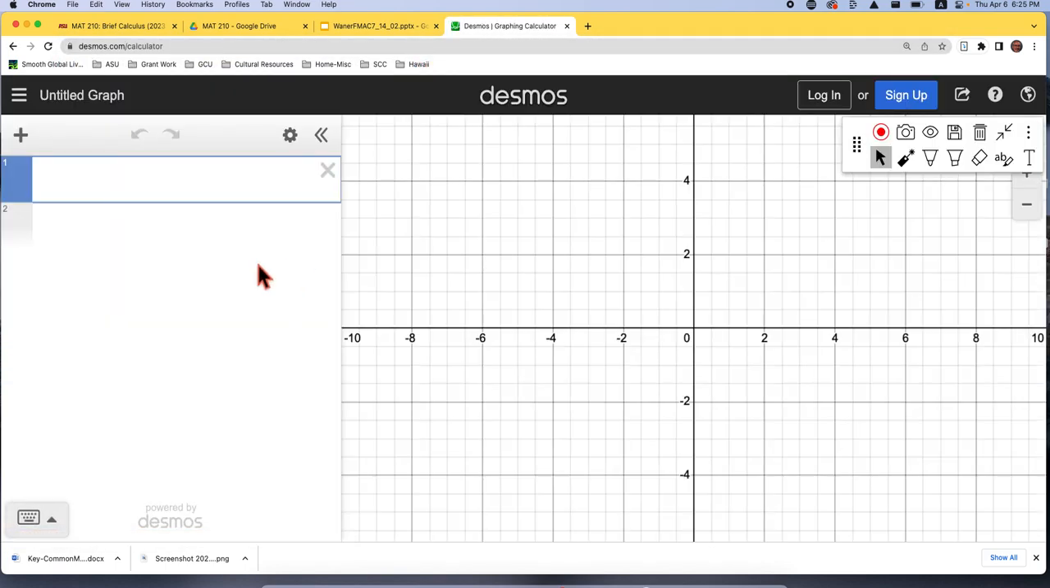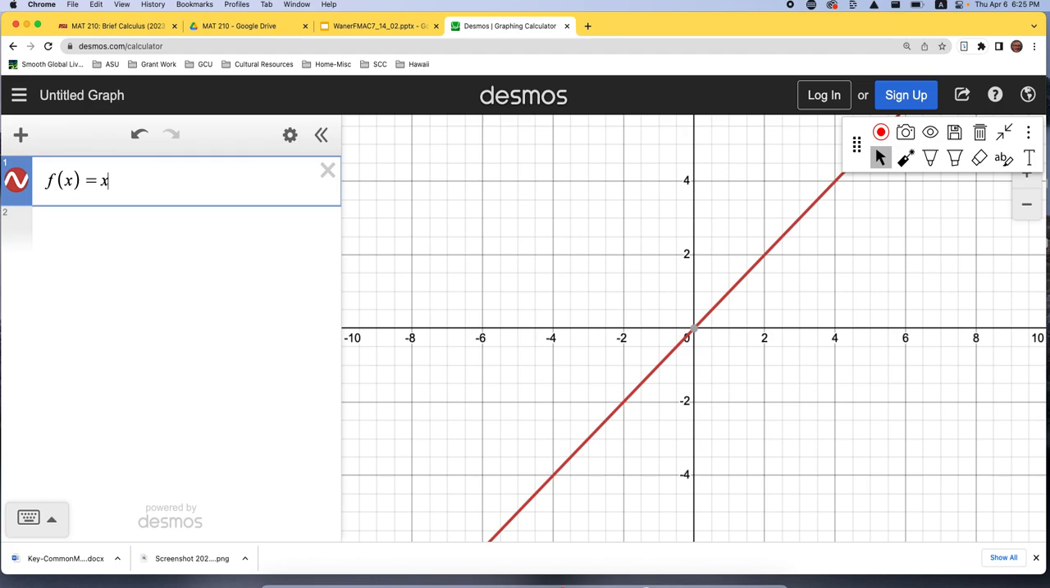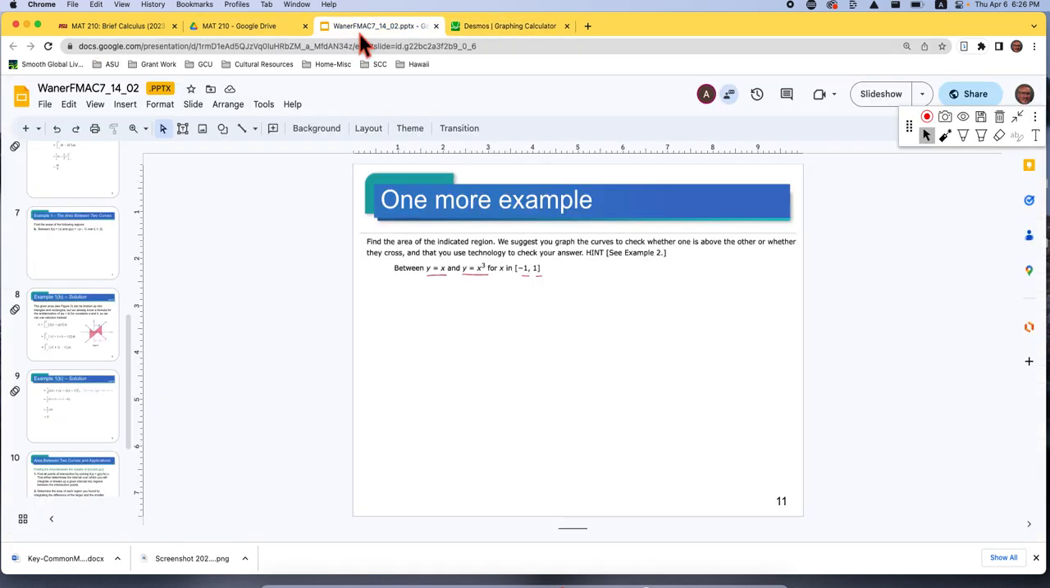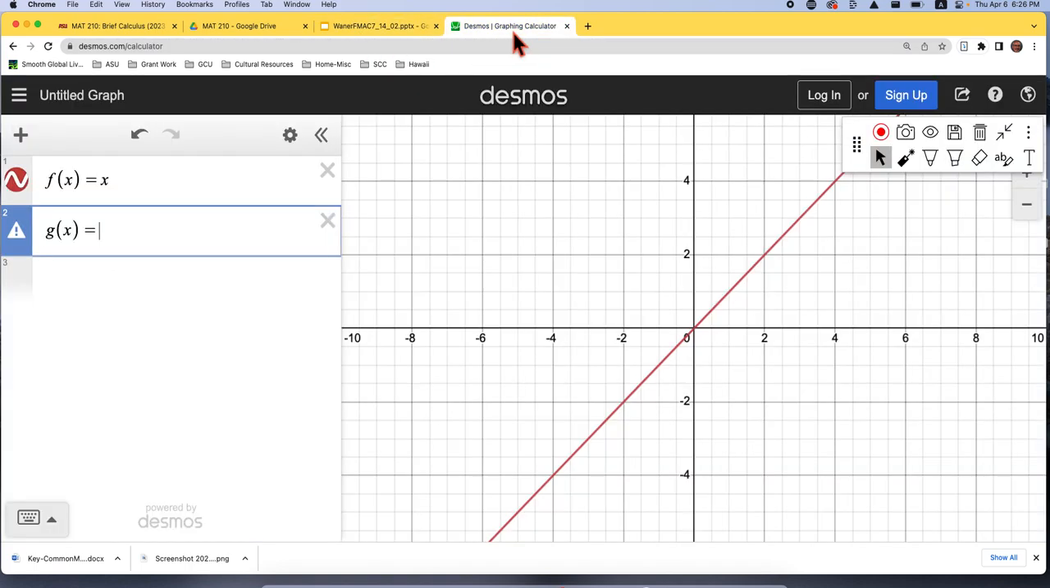So I'll do f of x equals x. So that's one function. And we'll do g of x. What was it, x cubed? It's x cubed, wasn't it? Did anyone? Well, I'll peek. Yeah, it was just x cubed. Okay. X to the third.